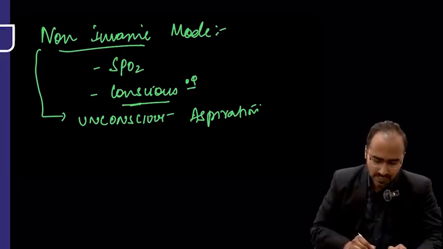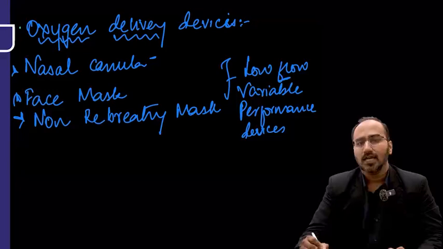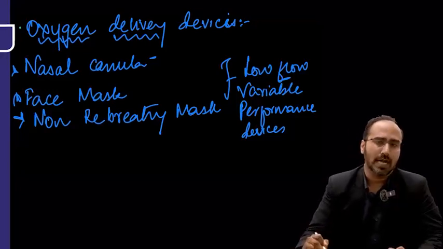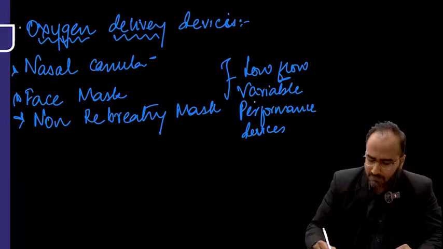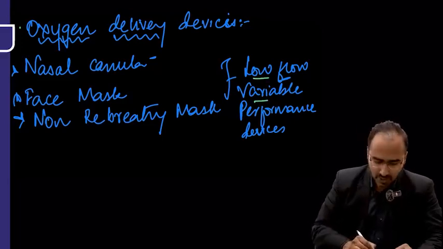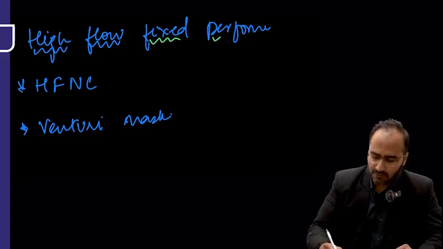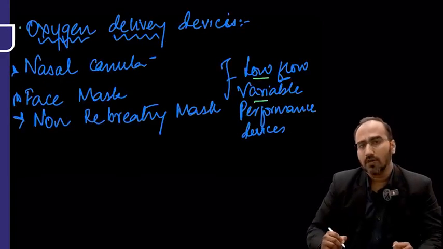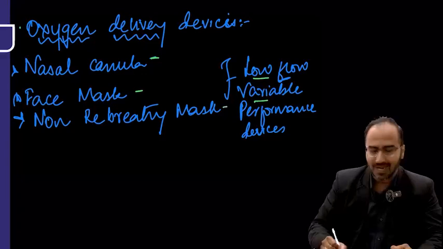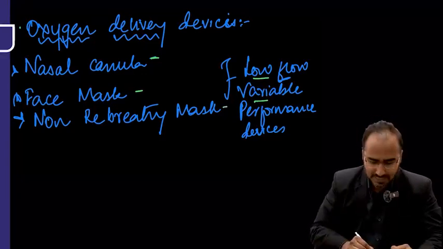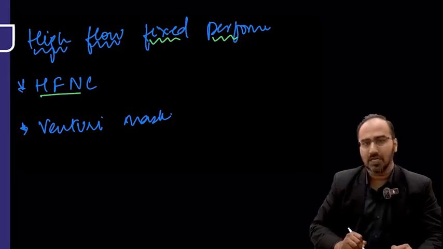Okay, now guys, coming to the next thing, which is oxygen delivery devices. In the oxygen delivery devices, we are having two types. One is called the low flow variable performance oxygen delivery devices. Another is called the high flow fixed performance oxygen delivery devices. In the low flow variable performance oxygen delivery devices, we are having the nasal cannula, the face mask, the NRBM, which is a non-rebreathing mask. Whereas in the high flow, we are having HFNC. What is HFNC? High flow nasal cannula and Venturi mask.